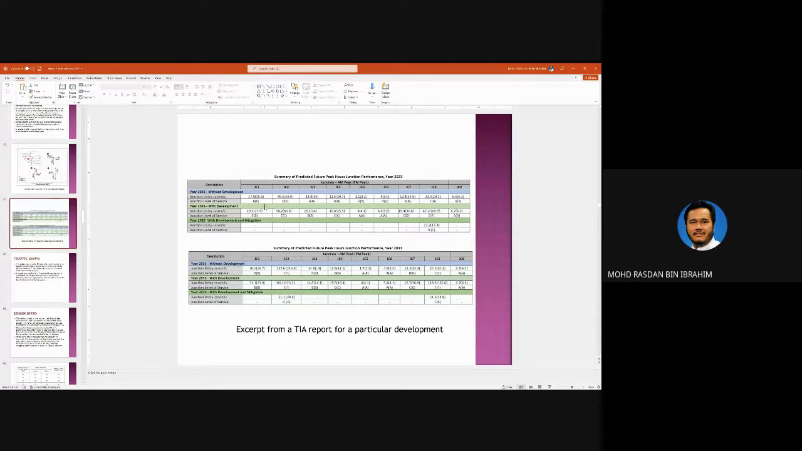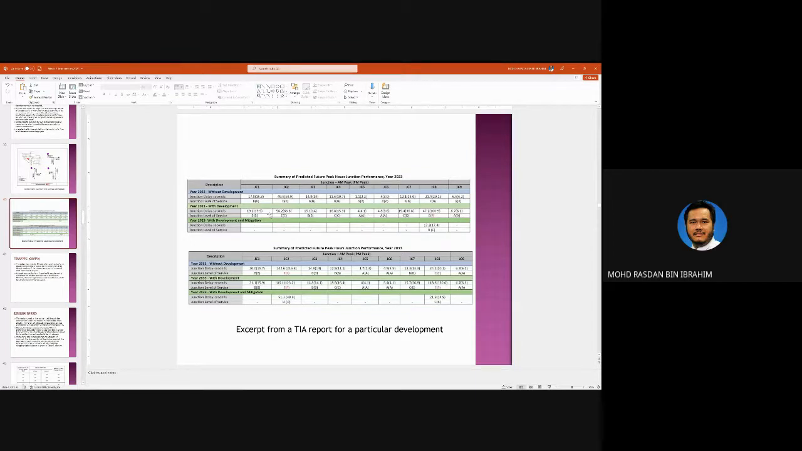That extra volume will decrease the level of service. So you can see the difference here. This is D. This is AM peak. This is PM peak. So from D it becomes E. Here from C becomes E. B becomes F. So you can say that the development reduces the level of service of these junctions.